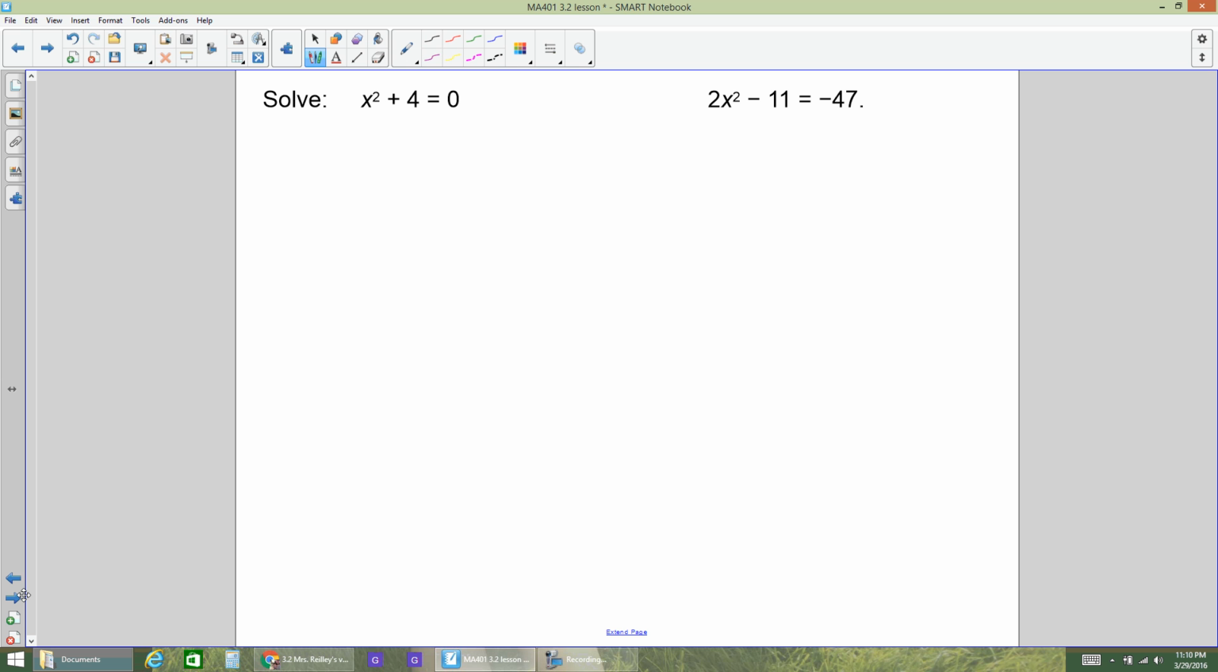Moving on, it says solve. Okay, I have x squared plus 4 equals 0, so I'm going to subtract 4 on both sides because I'm getting the x by itself. I'm solving. So x squared equals negative 4. When I square root both sides, I need to write my plus or minus. So x equals plus or minus 2i.